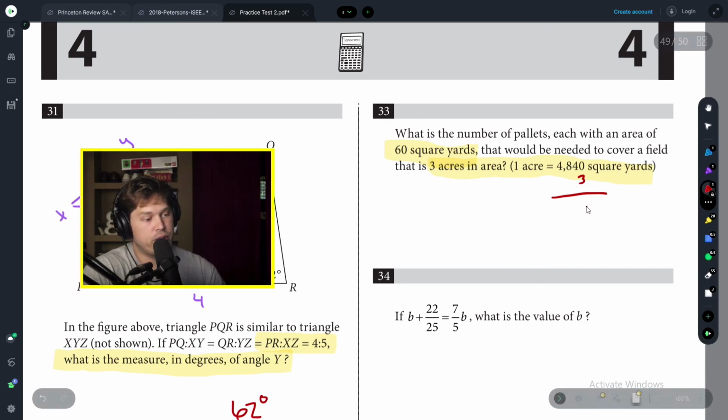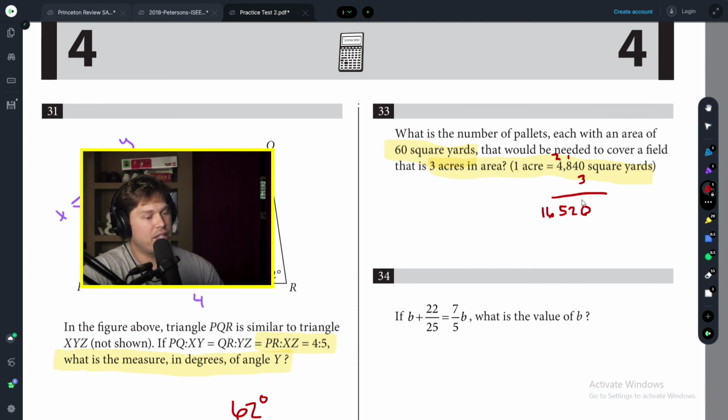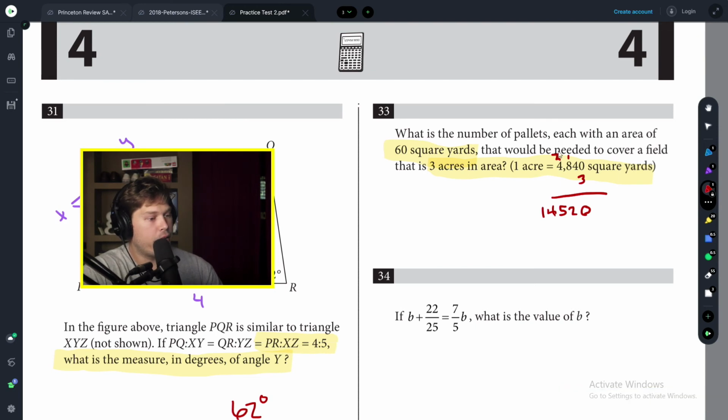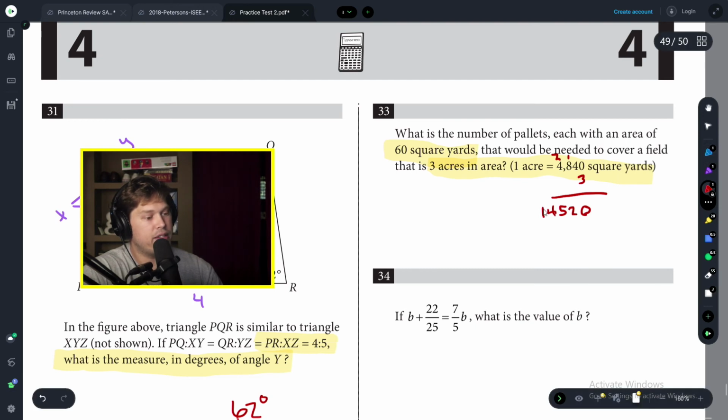So 3 times 0 is 0. 3 times 4 is 12. Carry a 1. 3 times 8 is 24 plus 1 is 25. 3 times 4 is 12 plus 2 is 14. I'll carry this error there, so change that to 14. And then we're asked, what is the number of pallets with an area of 60 square yards? So we need to divide this number by 60.